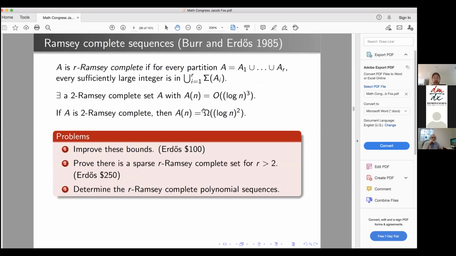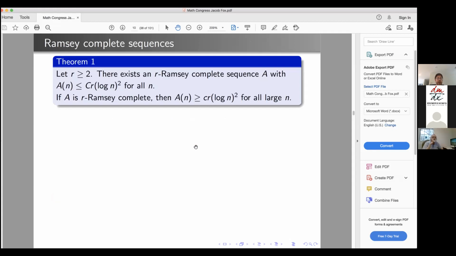Erdős later offered prizes for the first two problems. He offered $100 to improve the bounds for the first problem. And for the second problem, he offered $250. One of the main results I want to tell you about solves all these problems at once. So there's one theorem that actually answers all of these questions. We'll stick with the first two questions. So here's a theorem that answers the first two.